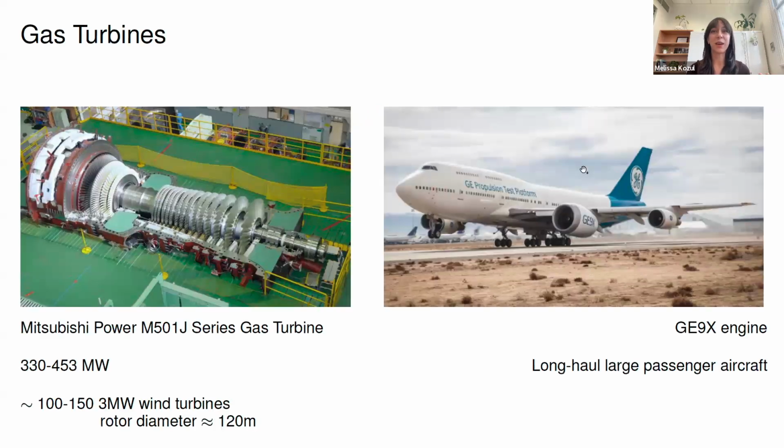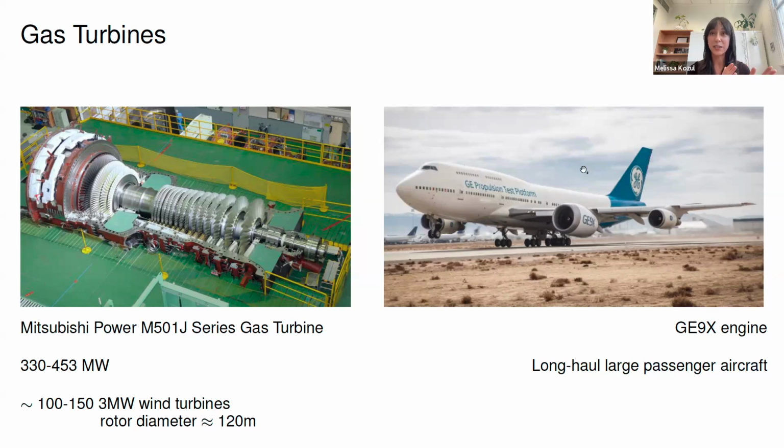We see them in two main places. On the left here, for grid scale energy production, this is a 15-meter long turbine that we can see. We can see a man in the back in blue. This is around 300 to 450 megawatts. And I want to point out the incredible energy density that these gas turbines represent. This one 15-meter long turbine is about 100 to 150 wind turbines with rotor diameters of 120 meters each. That is one of the big pluses of the gas turbine in the grid.